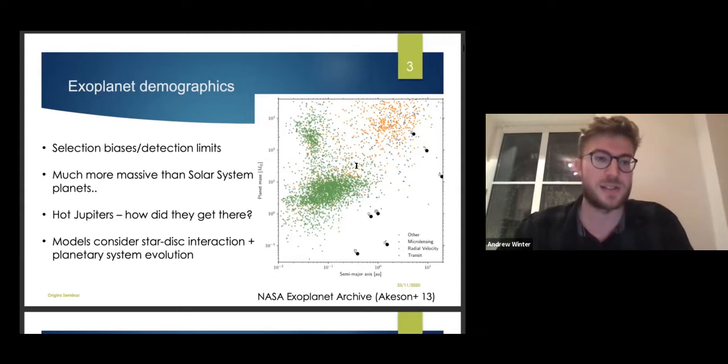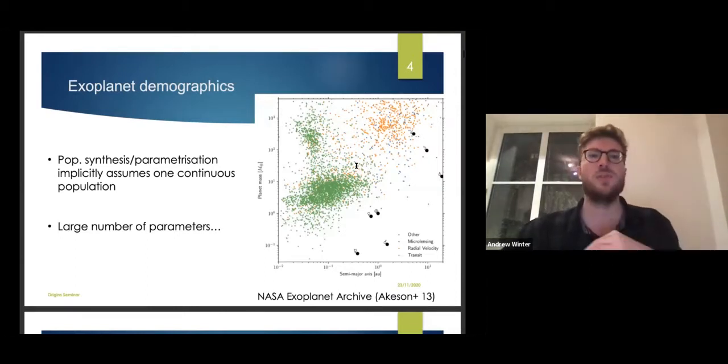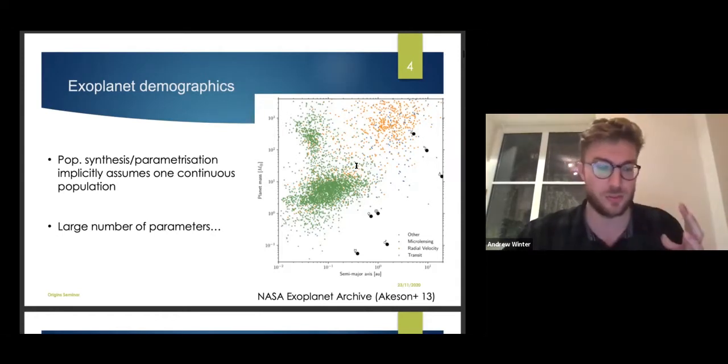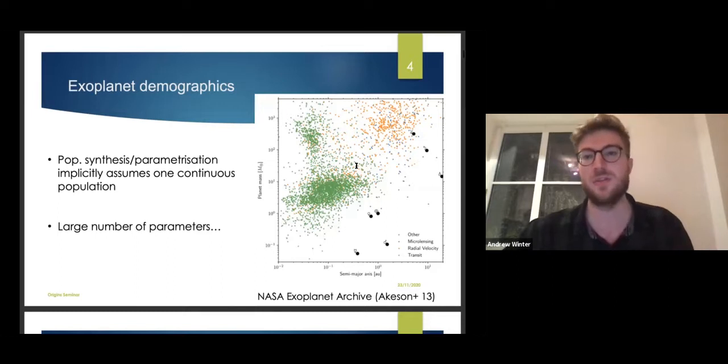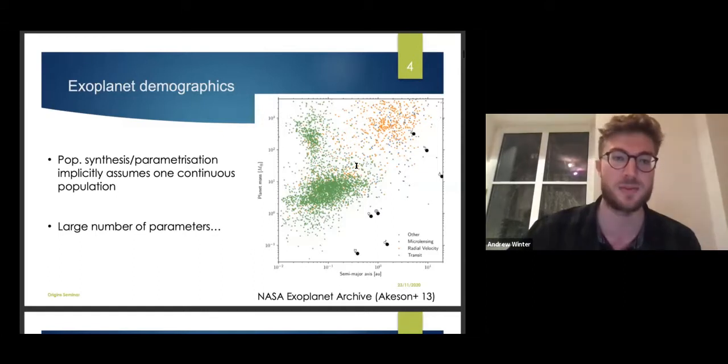Models trying to explain these demographics usually consider star-disk interactions within an isolated system and then the planetary system evolution subsequent to that. As a result, your population synthesis or parameterization would implicitly assume one continuous population. And as a result, you end up trying to fit this distribution with a large number of parameters. In a Bayesian sense, that's quite difficult to do. You're reduced to very small regions of parameter space because you have to reduce yourself to one survey. So it's quite difficult to interpret the demographics that we see.